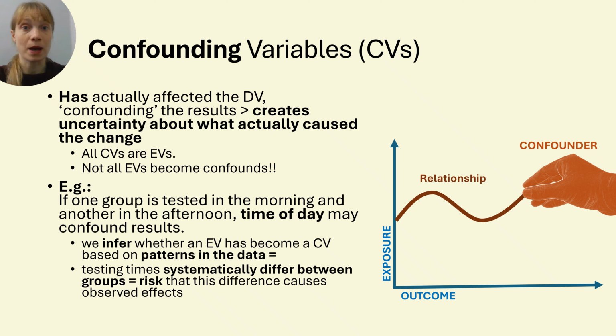You might think that using "might" infers that it's an extraneous variable, because the cautionary language suggests it might not have actually had an effect on the results. Well, in real research, we usually infer whether an EV has become a CV based on patterns in the data or issues in the study design. We can't directly see a variable confounding the results. We identify it when it's a plausible alternative explanation for the findings. So in this example, since the testing times systematically differ between groups with the IV, it creates a risk that any effect we see is due to that difference.